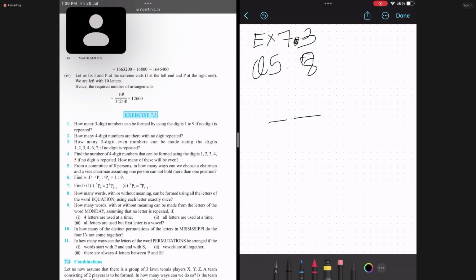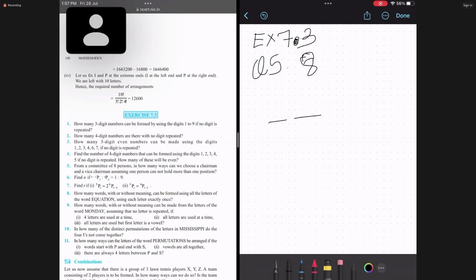At a glance, this question might seem not to be related to permutations and combinations as such, and that you have to think along different lines. But try to visualize this question in terms of letters and digits and how they are used in filling up places, right? So think of chairman and vice chairman not as two distinct positions, but as just places that you have to fill, and the choices that you have are the 8 people in the committee, right?